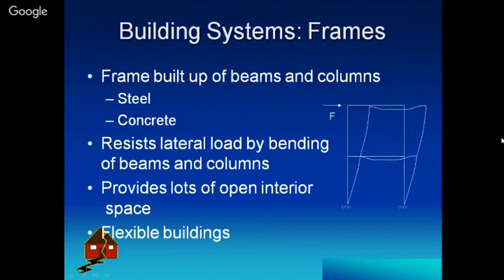Building systems and frames. This is basically the typical type of RCC frame which we consider during any evaluation or initial evaluation of structures that we do in engineering. A frame built of beams and columns, steel, concrete. It could be steel, concrete, wood, masonry, anything, but it is a frame analysis, resisting lateral load by bending of beams and columns. It provides lots of open interior space, flexible buildings. So it is the basic type of configuration which is there in every RCC structure.